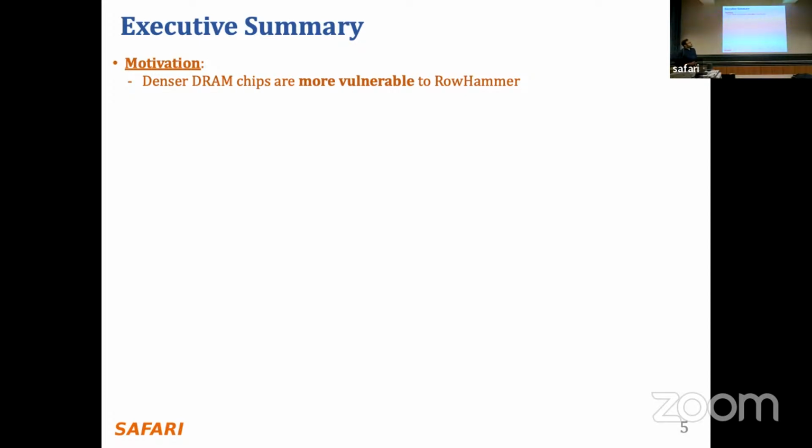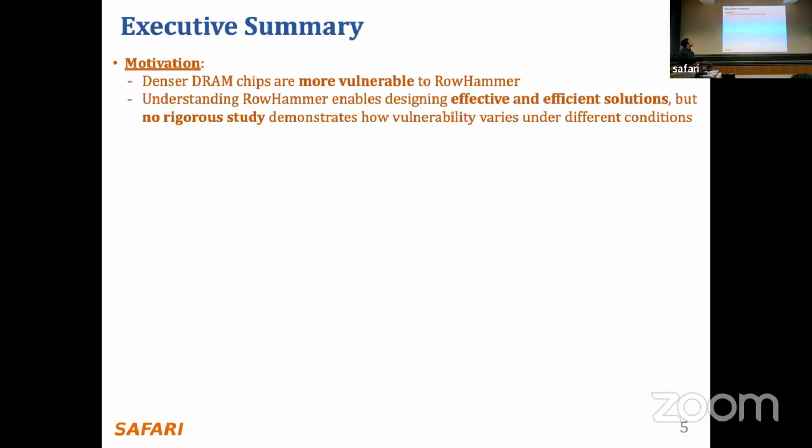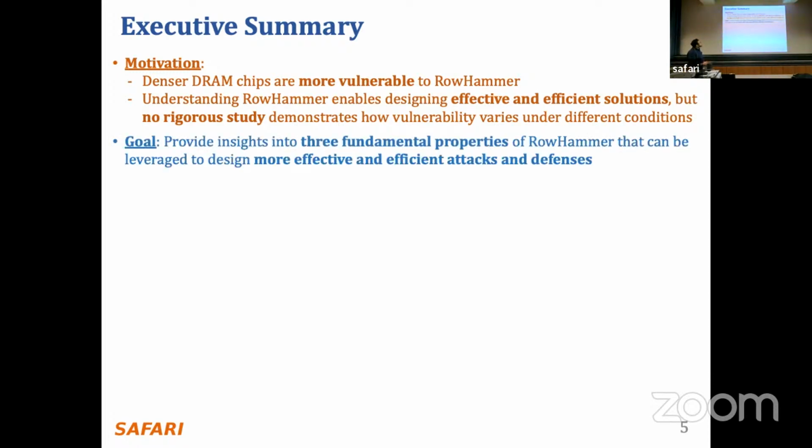Okay, so with this background, let's move to the motivation. Denser DRAM chips are more vulnerable to RowHammer, as shown by some previous works. And understanding RowHammer can enable effective and efficient solutions. But unfortunately, we don't have any rigorous study that demonstrates how this vulnerability varies under different conditions. So we look at 3 conditions here. Our goal in this work is to provide insights into 3 of these fundamental properties of RowHammer that can be leveraged to design more effective and efficient attacks and defenses.